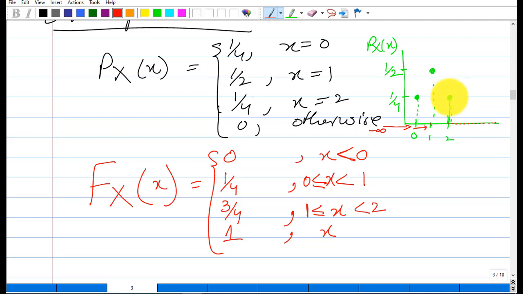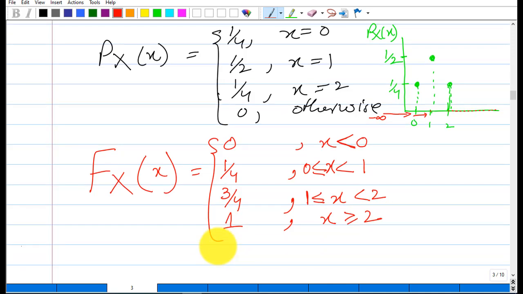If we reached here, we were at 1 now. So from the property 1, we cannot go beyond 1. So it starts from 0 and stays 1. So for all the values x greater than or equal to 2, it will be 1 for all the values of x.